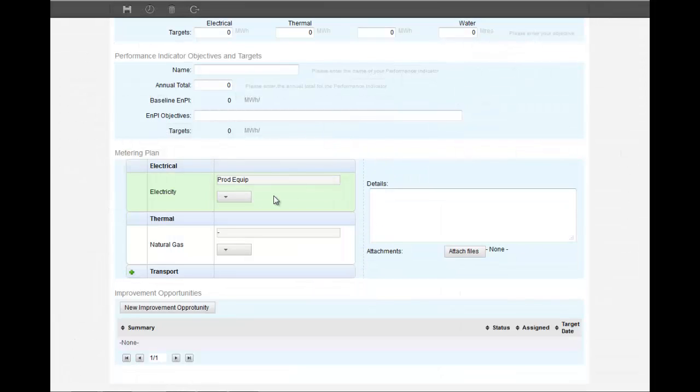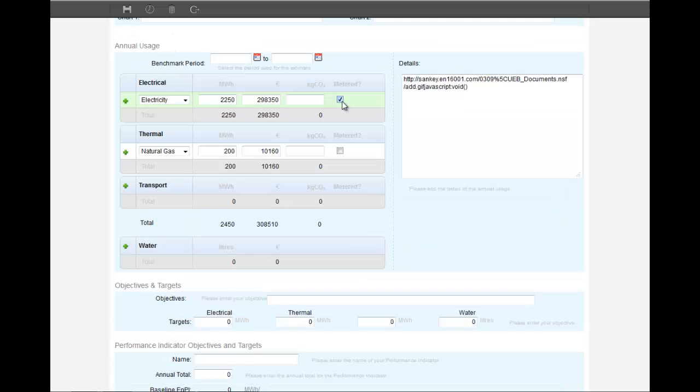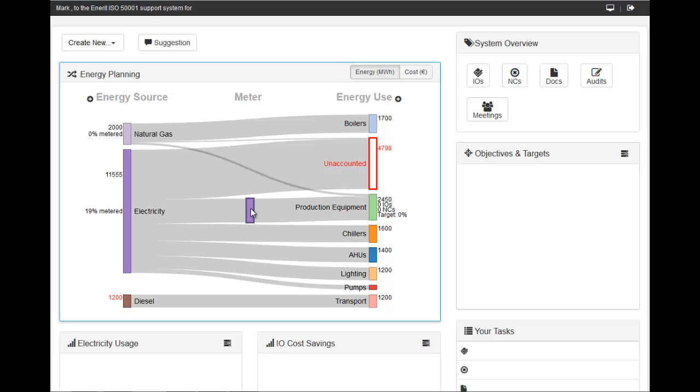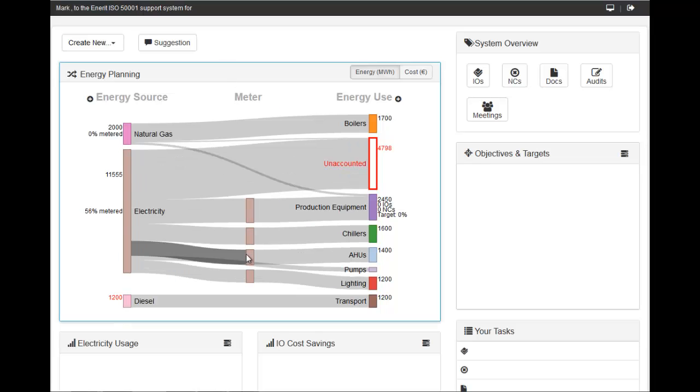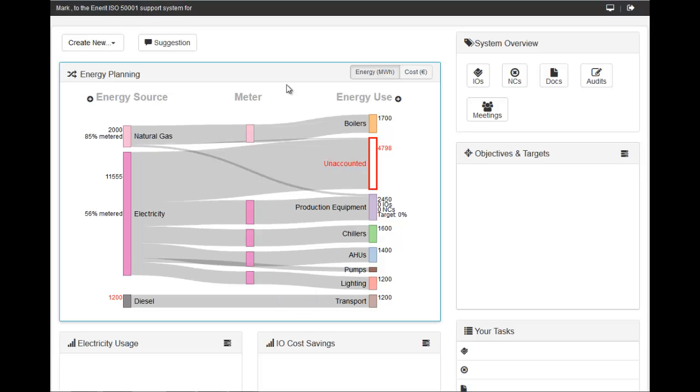The software lets you easily associate meters with your energy uses, allowing you to progress your Sankey visualization, looking at the links between your energy uses and energy sources. From there, watch your Sankey build as you add more meters and improve your measurement plan over time. This will help you to establish where all of your energy is being used and in what way.